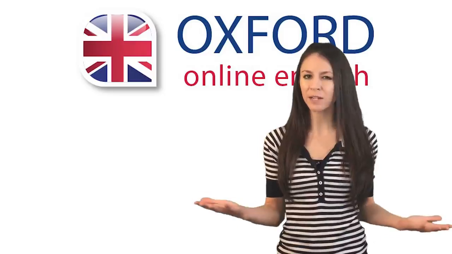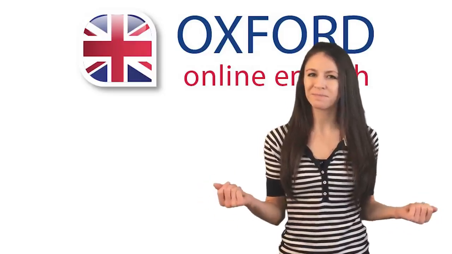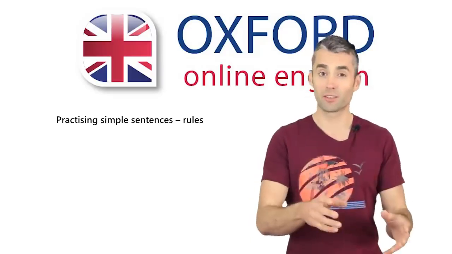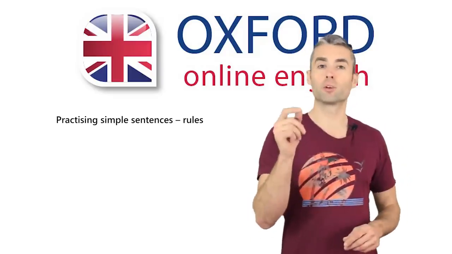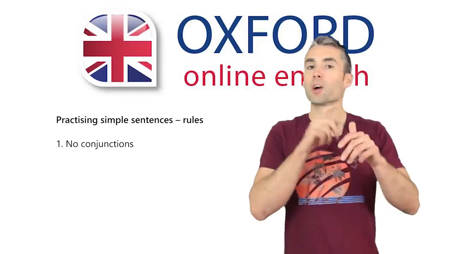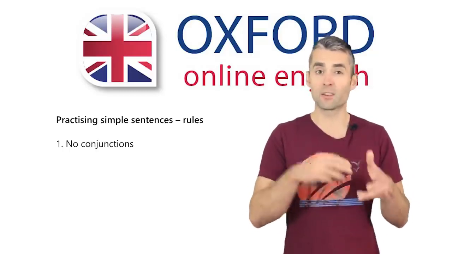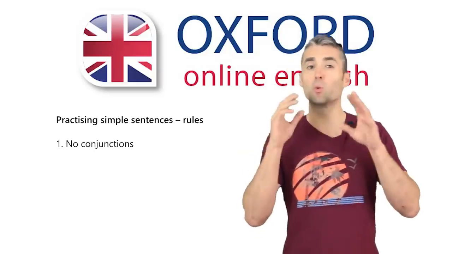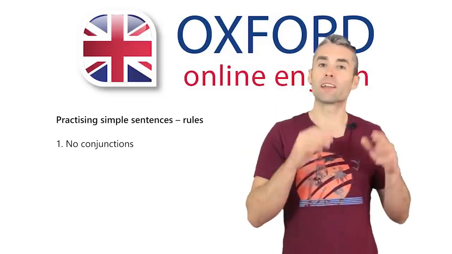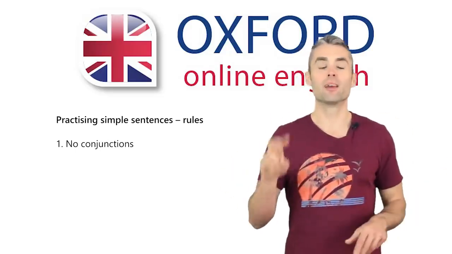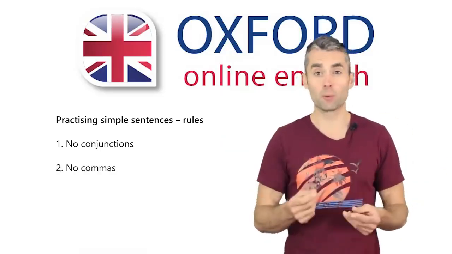So how can you practice this skill? Find an IELTS writing task. Write your answer. But you need to follow some rules. 1. You can't use any conjunctions. That includes simple words like and, but, so, as well as subordinating conjunctions like although or because. No conjunctions. 2. You can't use commas.